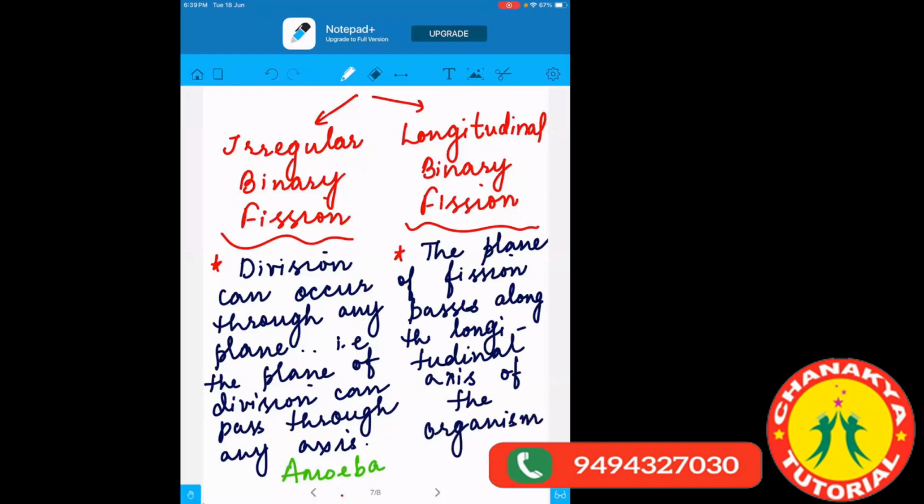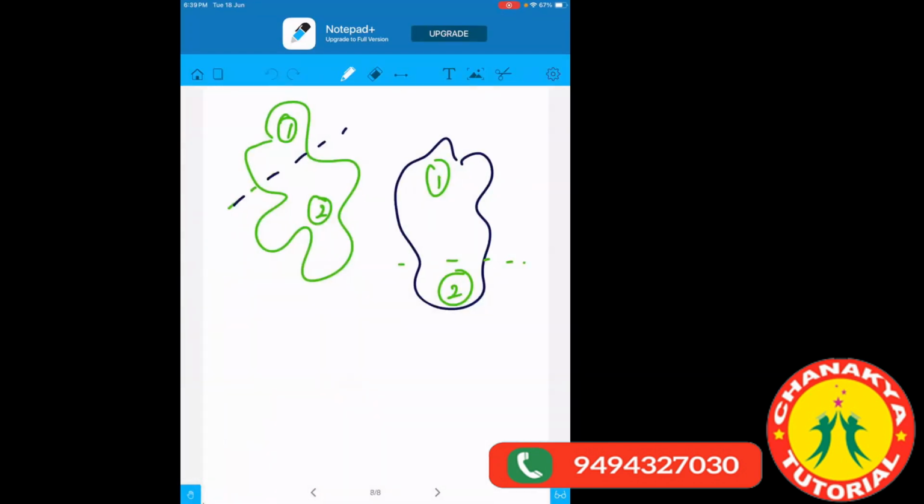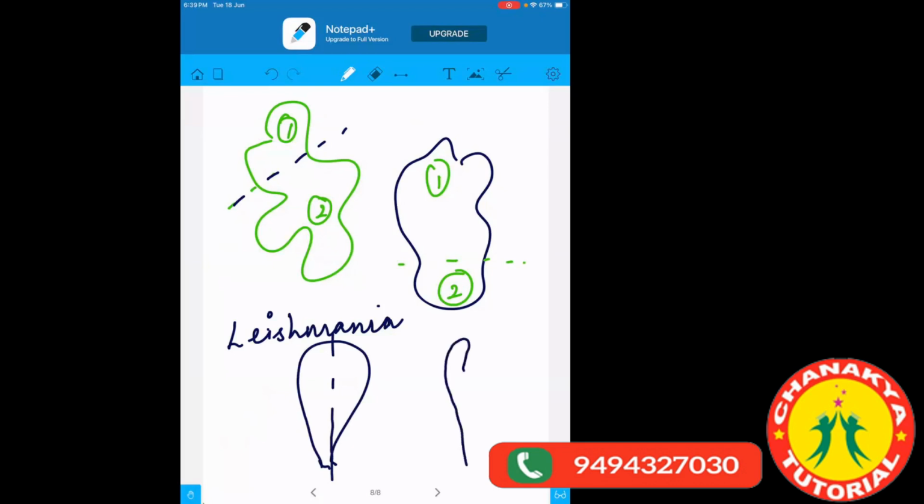For example, in the case of Leishmania. Leishmania is basically a protozoa. Okay. So what do they do? Their body is dividing in a plane which is from the center, which is longitudinally. Fine. Then Euglena also, you might have seen the Euglena in class 8. Like this, the Euglena will be. So they will be dividing from here, from the center longitudinally. So that is why we call them longitudinal binary fission.